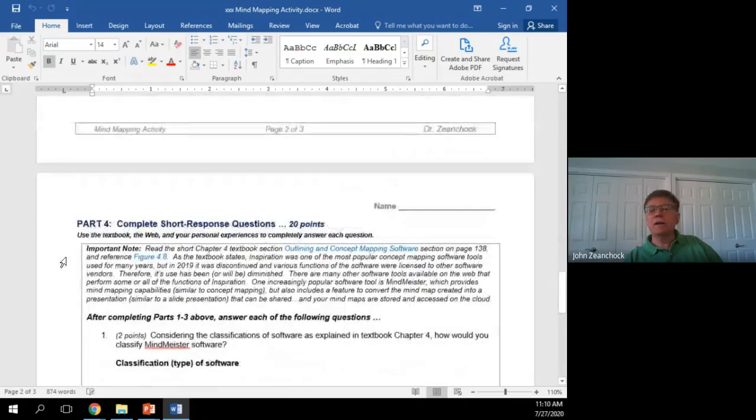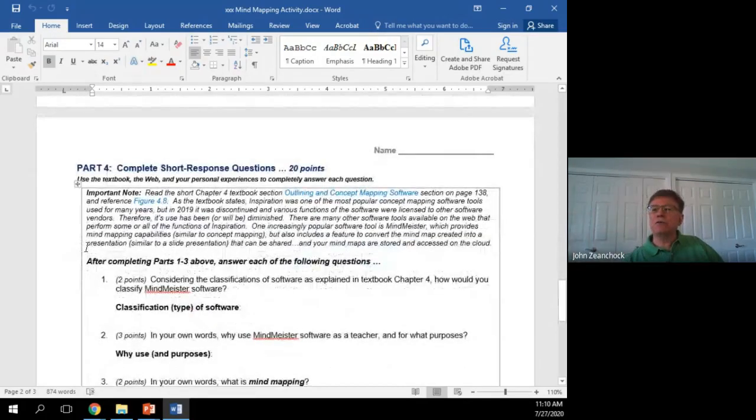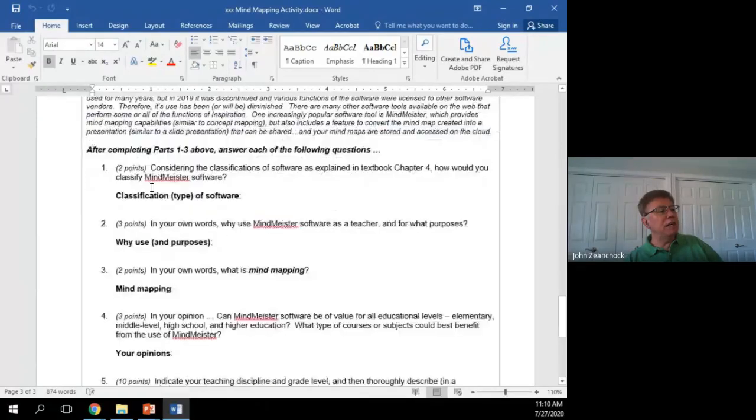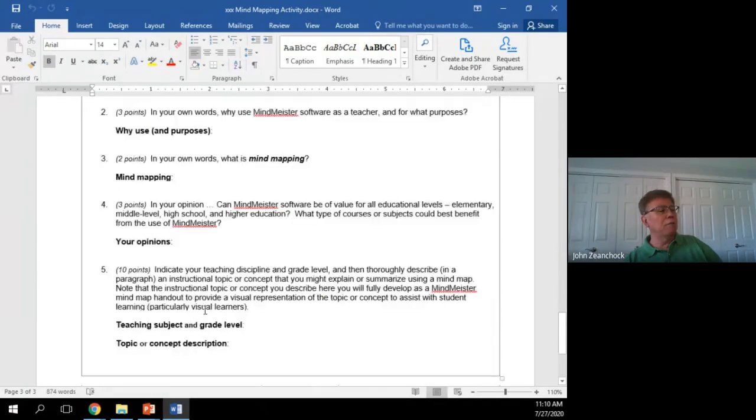Next, part 4 of this, as they go down through this process of self-learning plus developing their own MindMeister mind map, is to answer certain questions. Because then I want to know, did you actually go through the stuff? Can you really see how this is supposed to be used? So then they type their answers to the questions right in here. And then they present this Word document back to me along with their mind map.